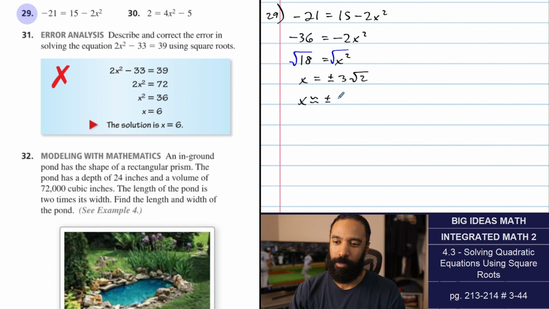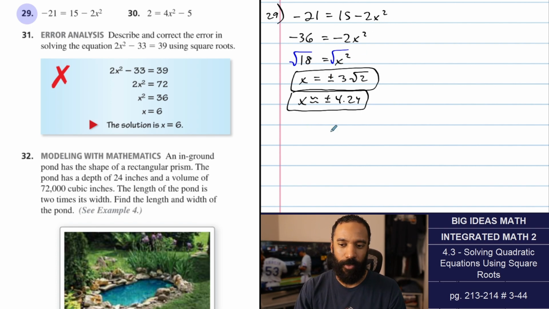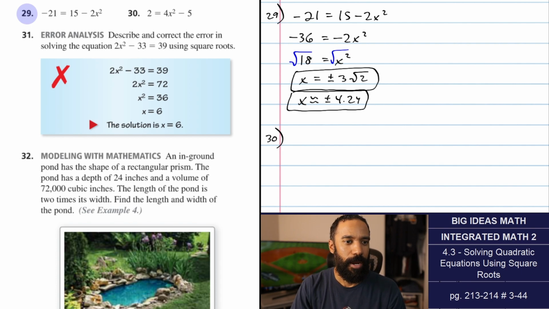Plus or minus 4.24. So exact, approximated. You can bet I care more about the exact unless we're dealing with graphing it or word problems. Number 30.